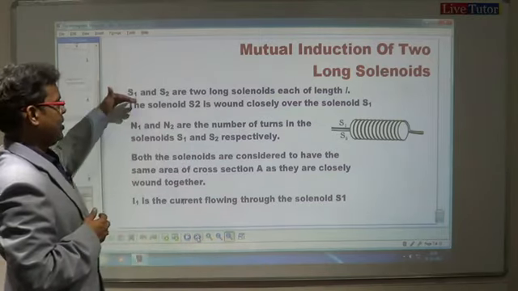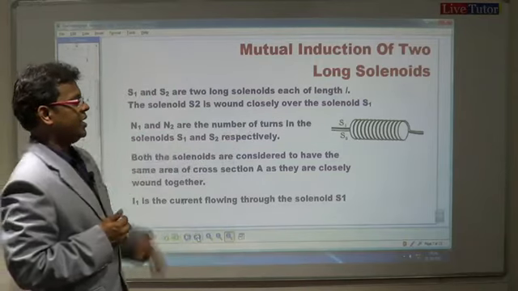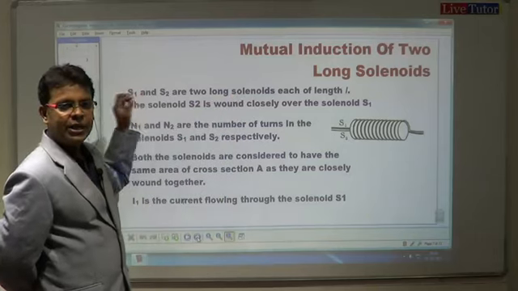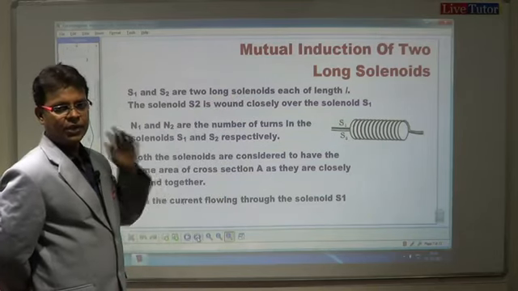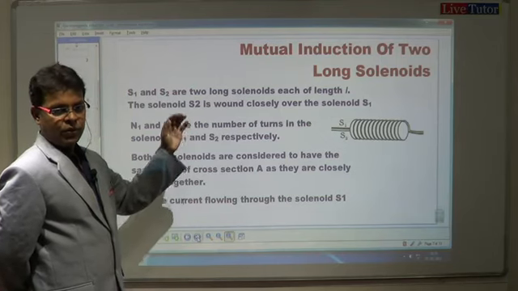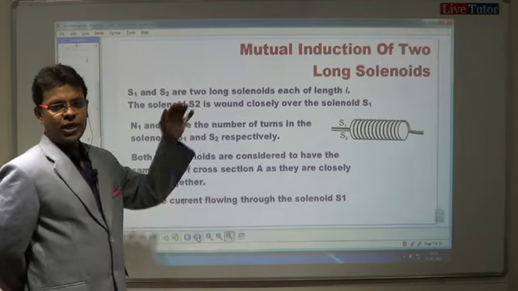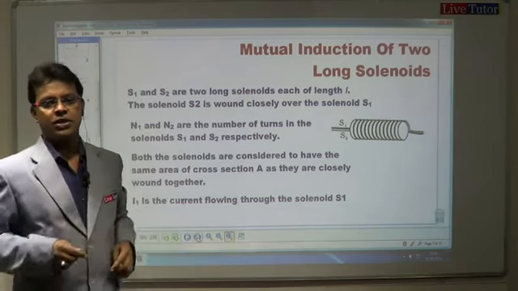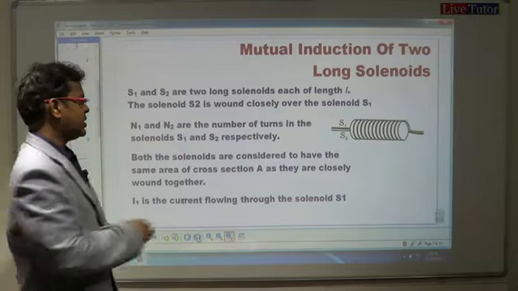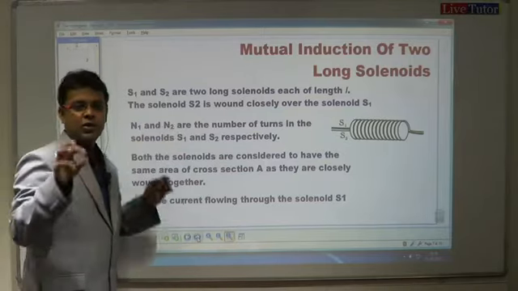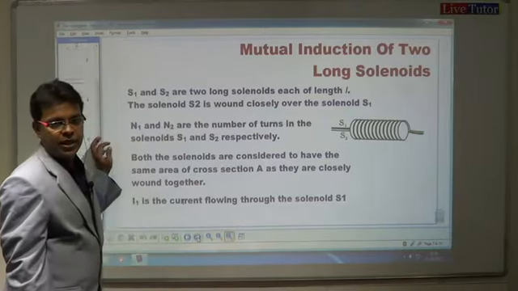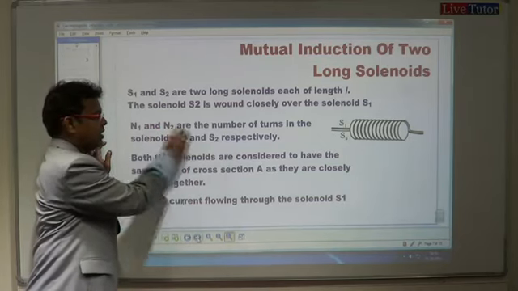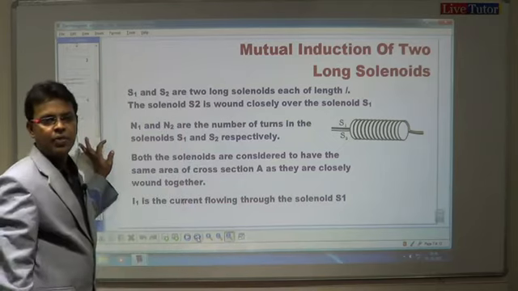Now see that. Now let us take S1 and S2. இங்க ரெண்டு இருக்கு இல்லையா, S1 and S2 are the two long solenoids of each length L. ஒவ்வொன்றுக்கும் length எவ்வளோ L ன்னு எடுத்துக்கிறோம். And as I have told you, solenoid S2 is wound very closely over the solenoid S1. S1 and S2 are very closely wound to each other அப்படின்னு சொல்லலாம். Now let us take N1 and N2 are the number of turns in each solenoid, S1 and S2 respectively. Okay, S1 வந்து N1 க்கு, S2 N2 இந்த மாதிரி ரிலேட் பண்றோம்.